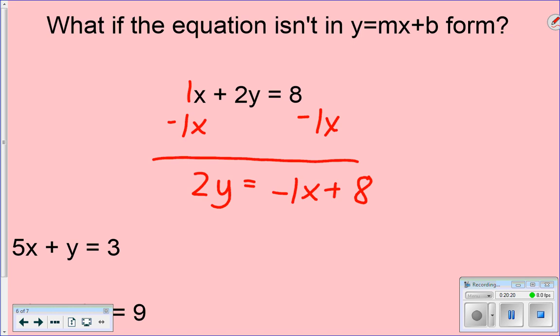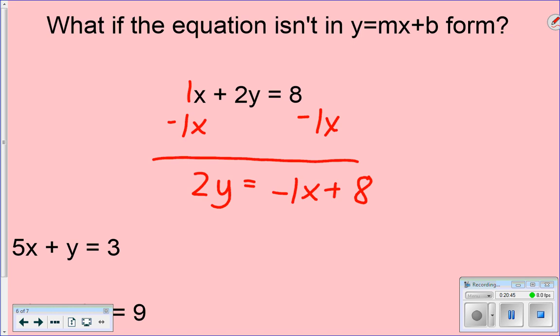So, did everybody understand how I did that? Yes? Okay. Now what's wrong with my y? What do I got with it? I got a 2, so I have to get rid of the 2, but I want to keep the y. I'm going to divide by 2. I want to keep the y, right?